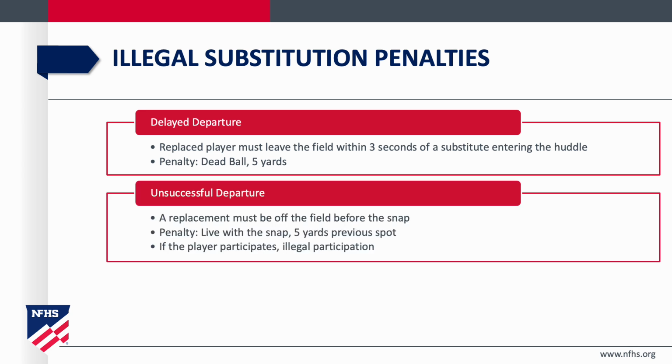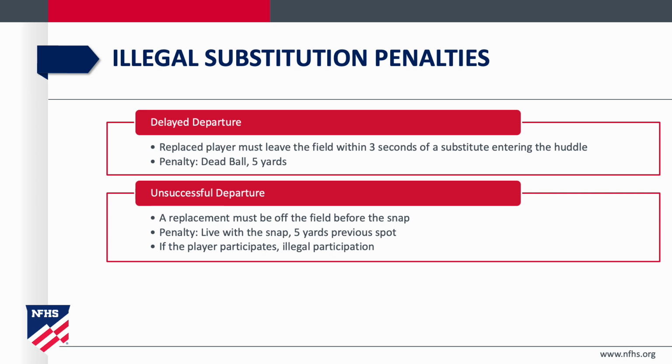A replaced player needs to be off the field before the snap occurs. This includes both offense and defense. In high school, we don't have any rules that require the opportunity for the defense to substitute if the offense does. This means if Team B substitutes late, they need to be off the field before the snap.